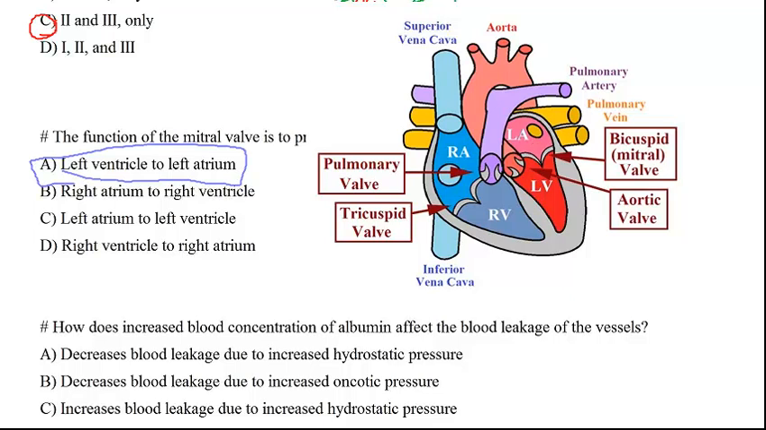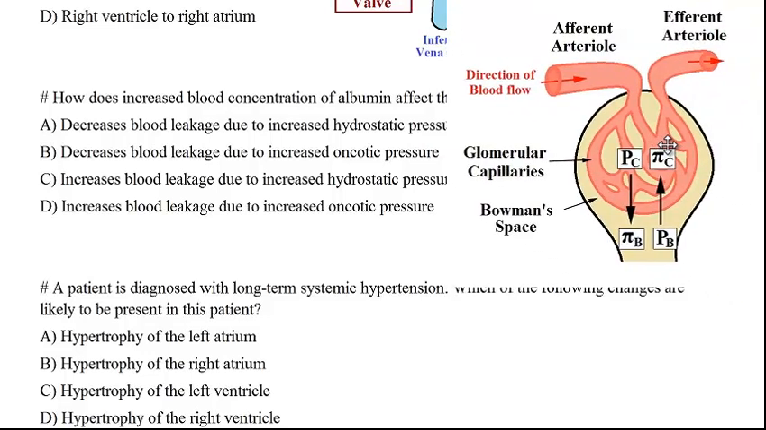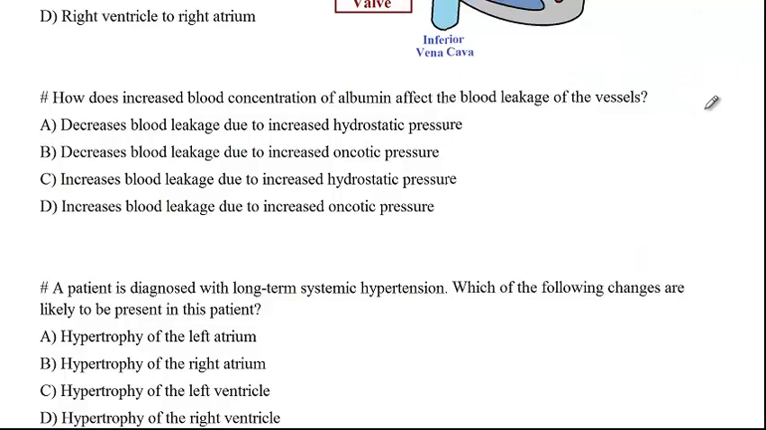All right, next question. How does increased blood concentration of albumin affect the blood leakage out of the vessels? So for this, you will need to go over Starling's law. And so here I have provided you with an image with the Starling law. So what happens when there is increased blood concentration of albumin, as a consequence of which the oncotic pressure increases. So this oncotic pressure or osmotic pressure will keep pulling fluids back inside the vessels. So therefore, there should be decreased blood leakage due to increased oncotic pressure. All right, so choice B would be the correct answer.